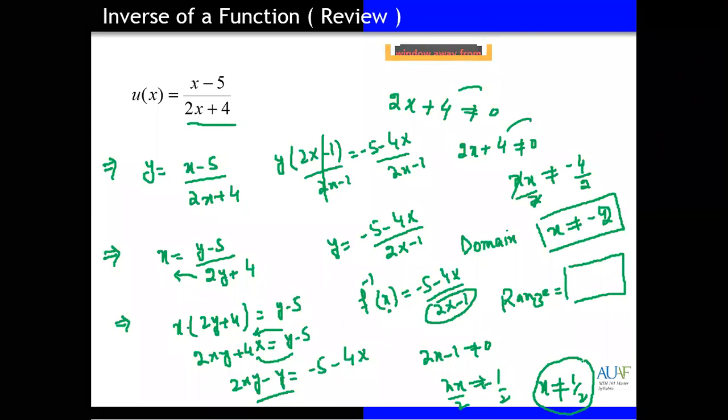So this is actually the range of the main function. You can write that all values are possible from minus infinity to plus infinity except one value, and that one is x not equal to plus 1 over 2, or 0.5, not possible. In this way, you can find the domain, range, and also the inverse function. One other question from the same inverse function topic. This is a review from your previous class.